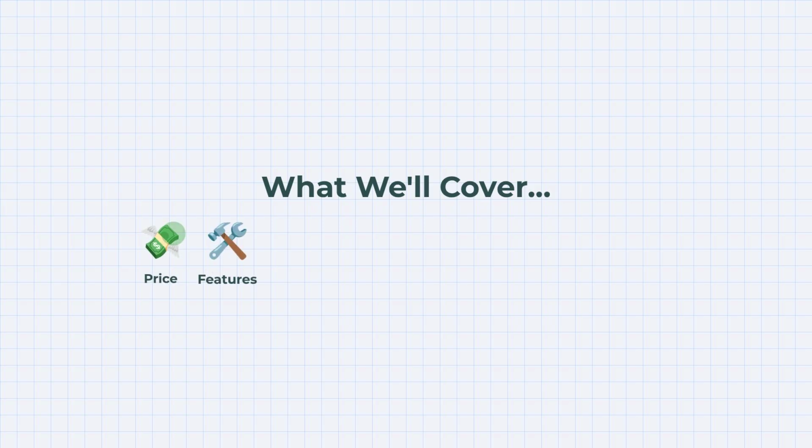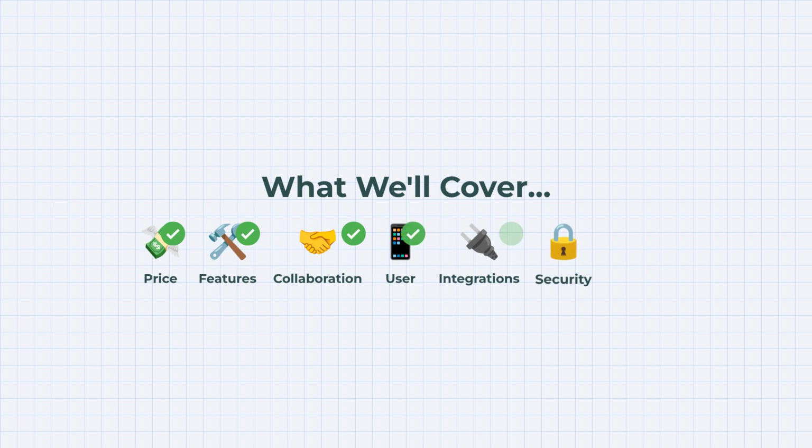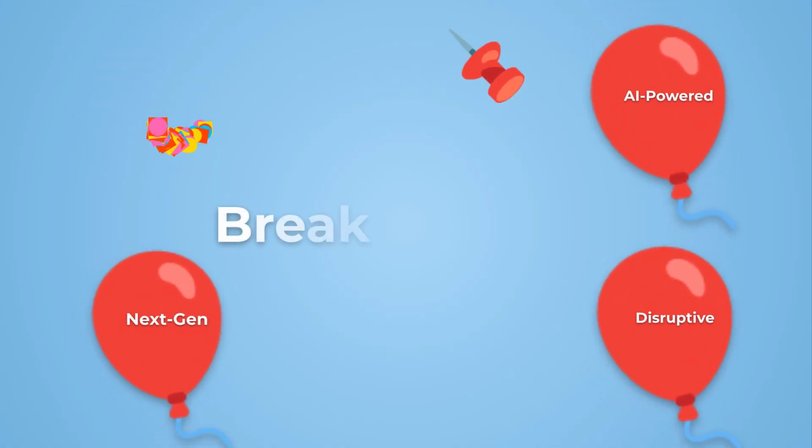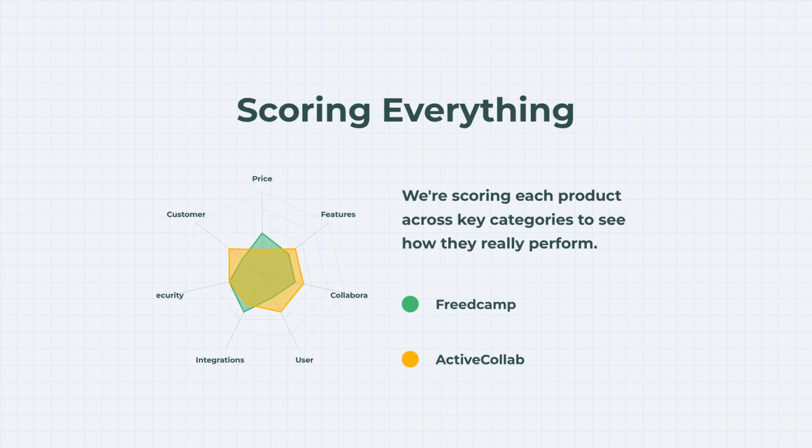We're diving into the real-life essentials: ease of use, collaboration, pricing, integrations, support, and more. Forget the marketing jargon. We're digging into what actually matters for your team. Points are awarded in each major category, and at the end, you'll know exactly which tool rises above the rest. Trust us, the winner might just surprise you.